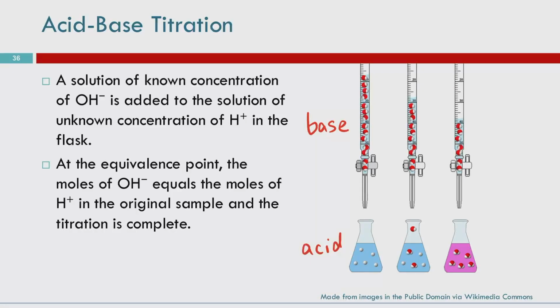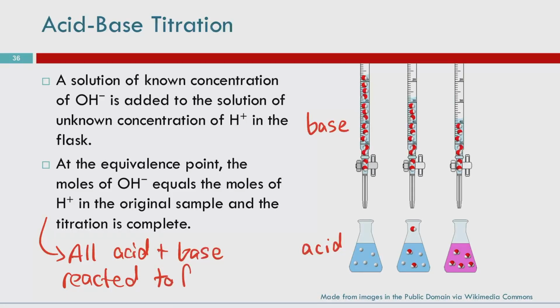We'll have some salt in there, but we don't have any extra important things in there. And then if we add just the tiniest little bit of that sodium hydroxide, it reacts with the indicator to let us know, hey, we're at about the equivalence point. We've got equal amounts of acid and base. It's completely neutralized to form water. So the equivalence point is the point where our H plus and our OH minus are equal. All the acid and base have reacted to form water.